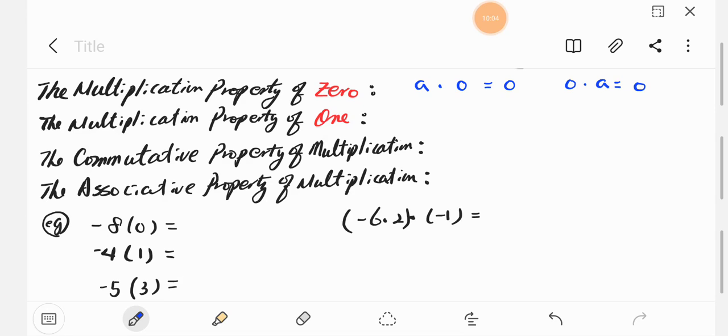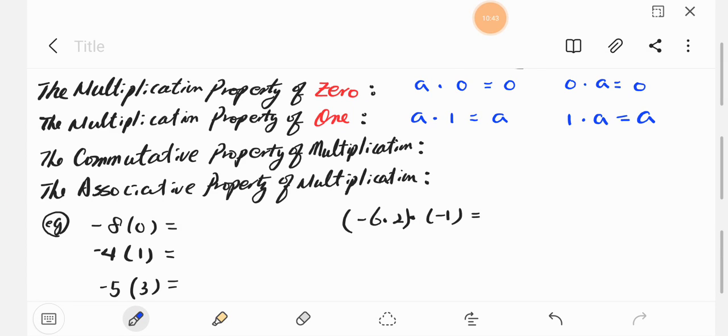The second property is the multiplication property of 1. Same thing. You are multiplying numbers by 1. So here is number A, and I'm going to multiply this number by 1. Then the result is A, right? The number itself. So 3 times 1 is 3, 4 times 1 is 4. Or you can interchange these two factors. So 1 times A, still the result is the number A itself.